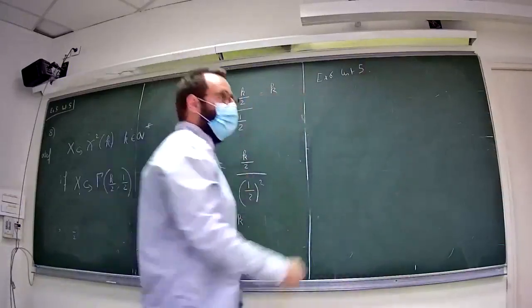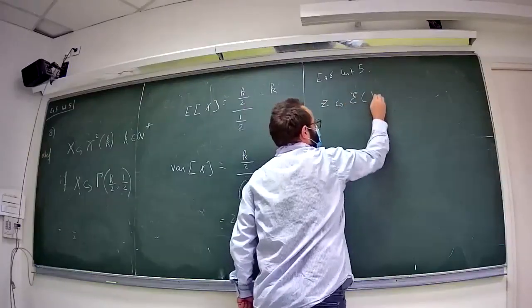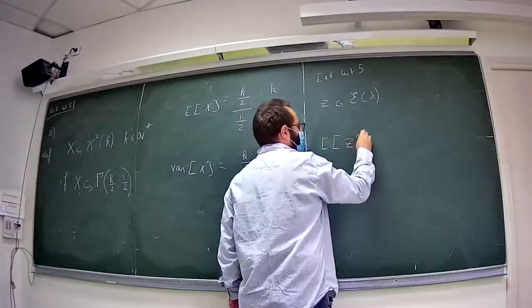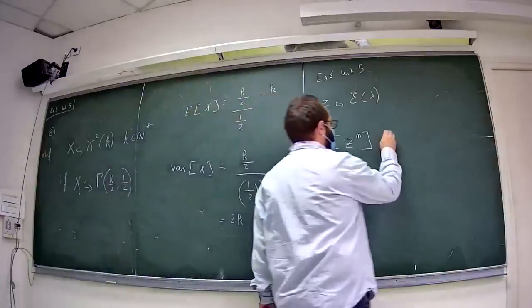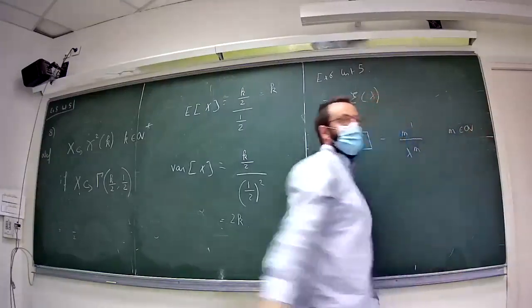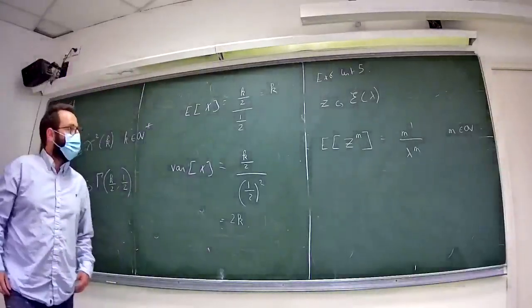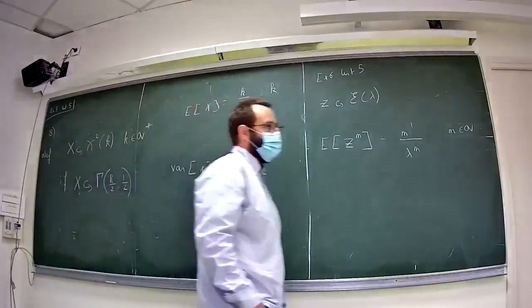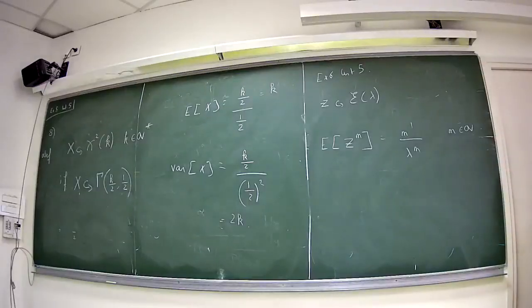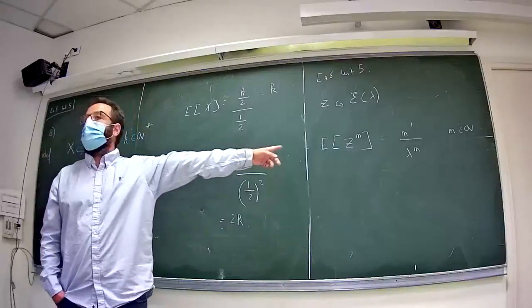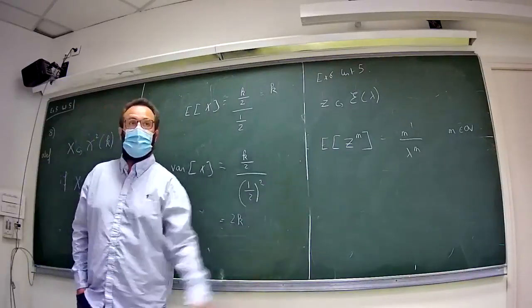So the idea is the following. I have z, that is an exponential of parameter lambda, okay? And I want you to compute the expectation of z to the power n. And I want you to prove that it is equal to n factorial over lambda to the power n, for n belonging to N. Okay? Try to do by yourself. Of course, for n equal to 1, we recover the fact that the expectation of the exponential is 1 over lambda. Of course.